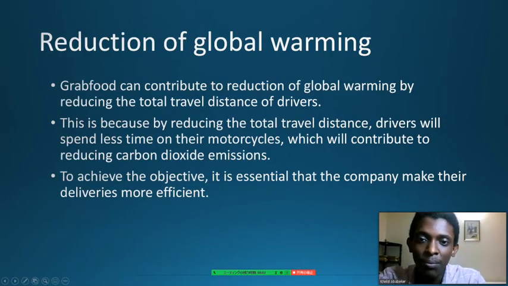A method of supply chain reduction of global warming that GrabFood can use. GrabFood can contribute to the reduction of global warming by reducing the total travel distance of drivers. This is because by reducing the total travel distance, drivers will spend less time on their motorcycles, which will contribute to the reduction of carbon dioxide emissions into the atmosphere. Lastly, to achieve the objective, it is essential that the company make their deliveries more efficient. That's all for our presentation.